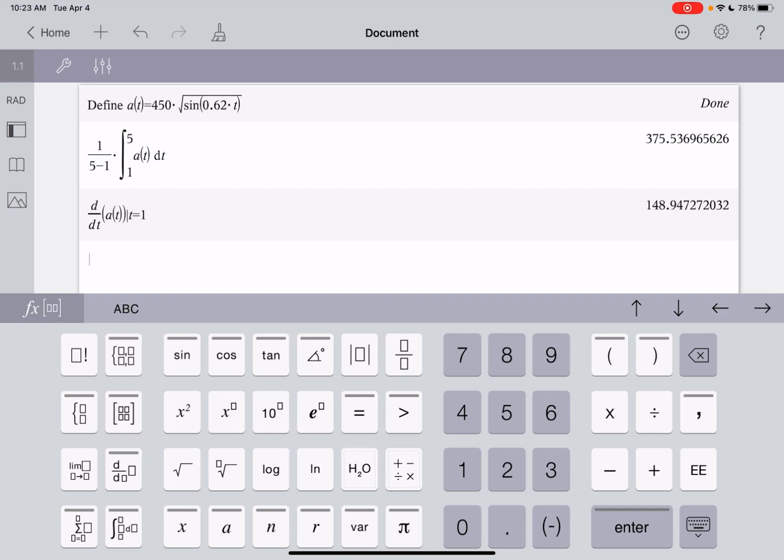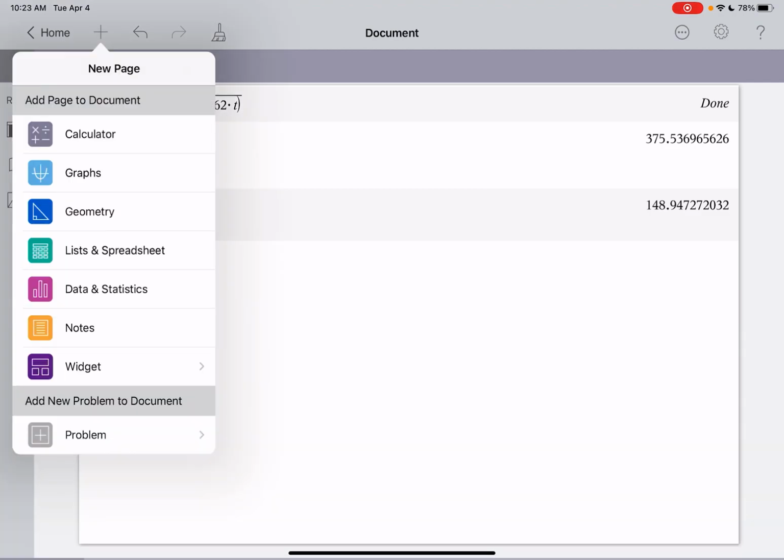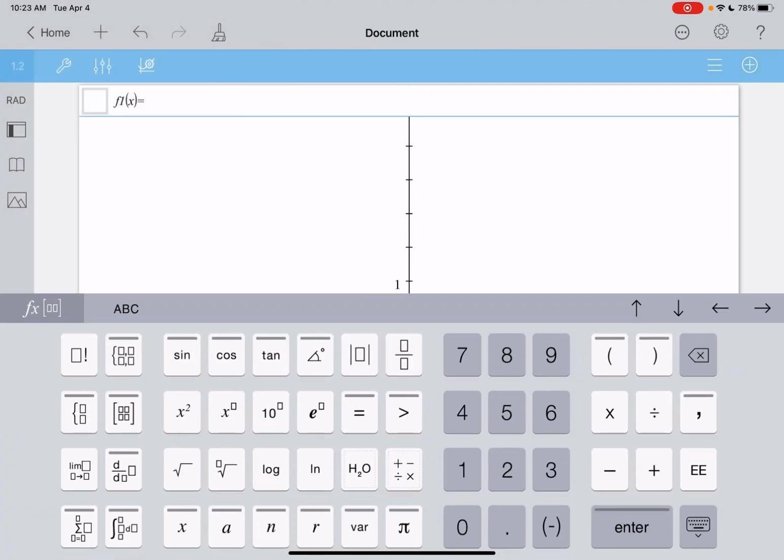So what we're going to do here is what we actually used to do back in the day, and it's what a lot of Calc students still do when they're using maybe a TI-84 or a regular Inspire that's not a CAS. We're going to go to a graph, everybody. So we're going to add a page, and I'm going to do a graph right here. And the very first function I want to graph is the A of t function that we already defined.